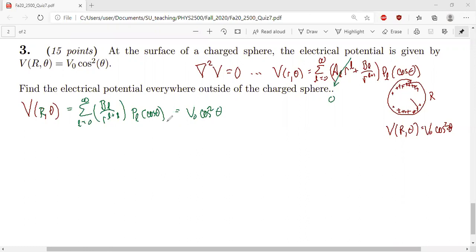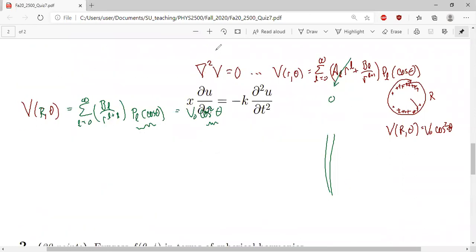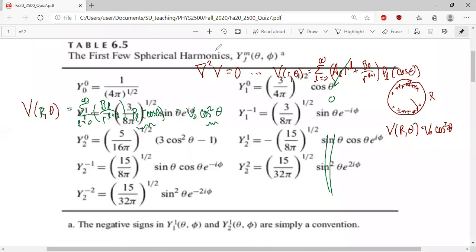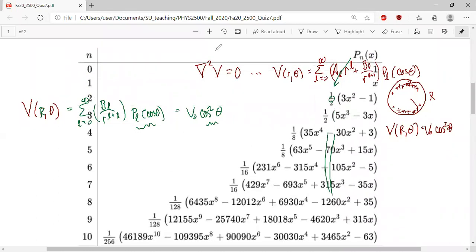So, and this is true for all theta, all values of theta. We fixed r, but we didn't fix theta. So the question is, how do I express cosine squared theta in terms of Legendre polynomials? To do that, I can look at that table again, but we've already seen which one it is. So we need a squared.